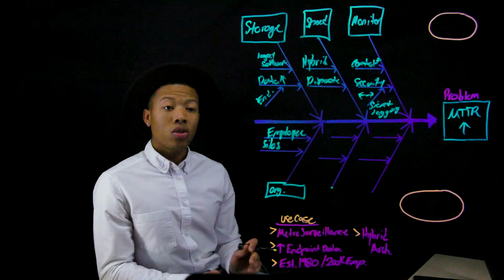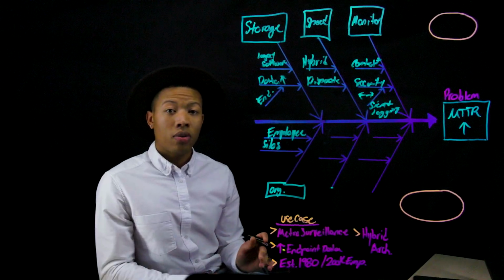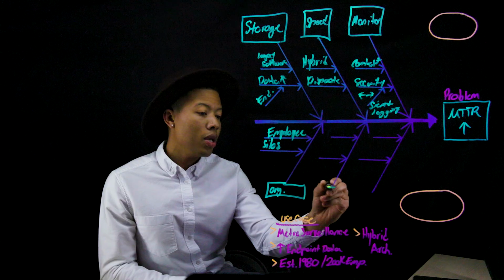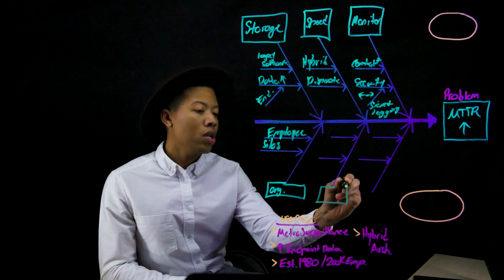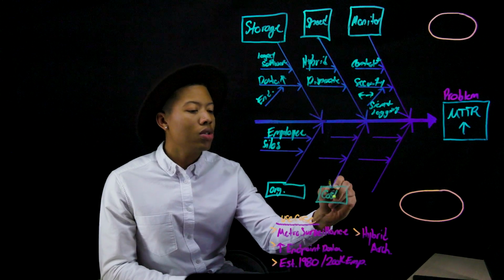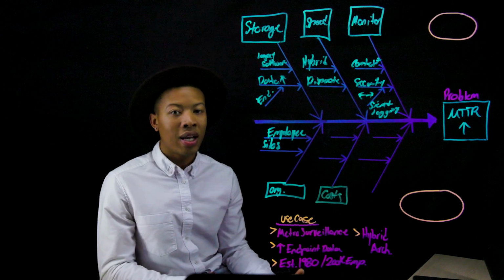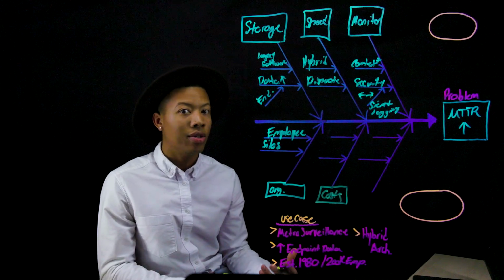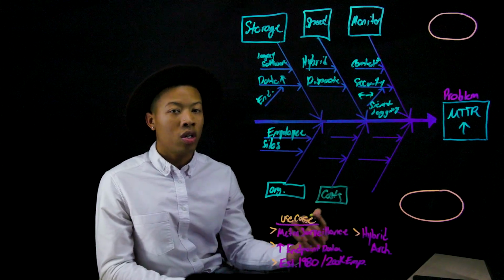The second bone at the bottom of the fishbone will also make a ton of sense to the sales folks who are watching, because when it comes down to cost itself, a lot of times that has a lot to do with what's going on in the mean time to resolve.